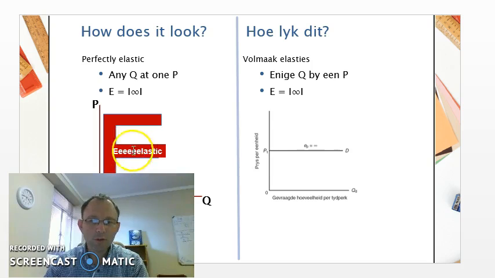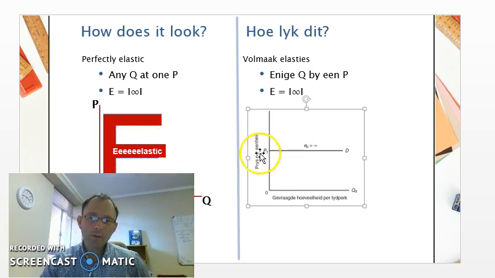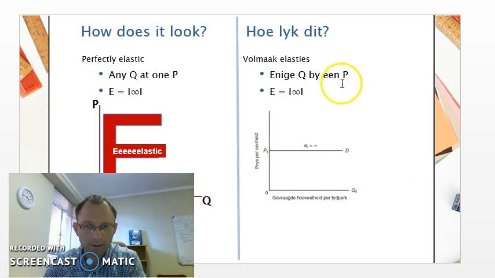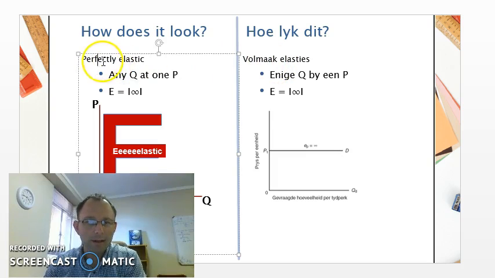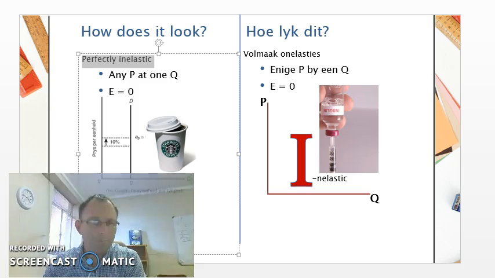Perfectly elastic. Here's an example, this is the graph. You'll see at a specific price, an infinite quantity is demanded within the economy, but if you move away from that price, nothing is demanded anymore. So it's a specific price and the quantity is unending. So an infinite number of possibilities of quantity within the market. That is perfectly elastic.